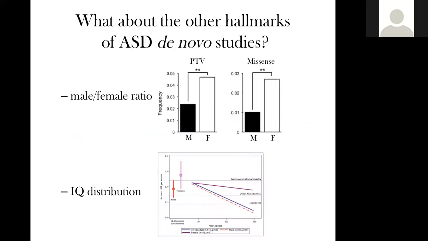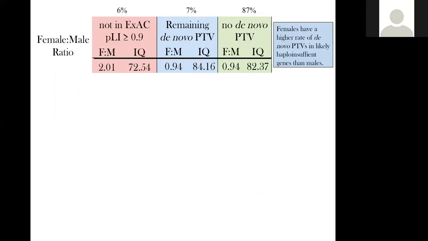So if you remember, there were a bunch of these hallmarks of autism de novo studies. One is this male to female ratio, and the other is the skew in the IQ distribution. So if indeed these de novo variants that are absent from ExAC are real and confer more risk, then we should see the same enrichments and patterns that we saw with the full data set. So when we look at that male to female ratio, here on the far left side is the de novo variants that are not in ExAC and in one of these loss of function constrained genes. You'll see here that the male to female ratio is about 2 to 1. So there are 2 females for every 1 male, and this is 6% of our cohort.